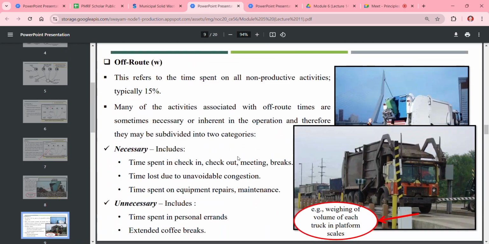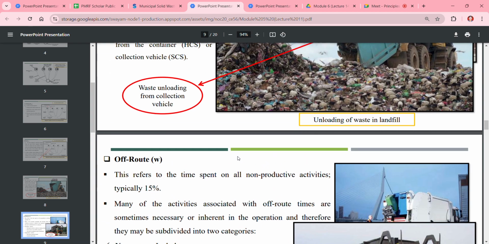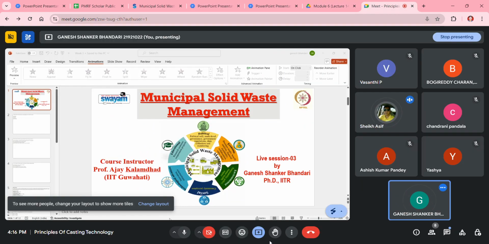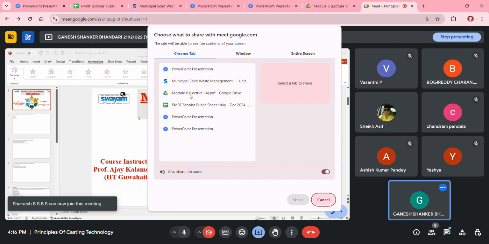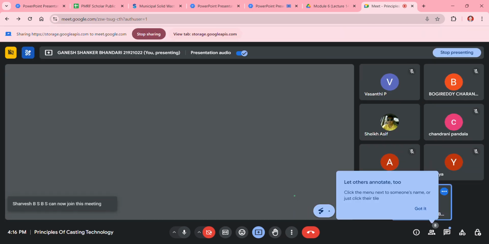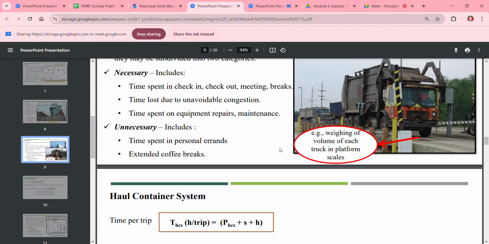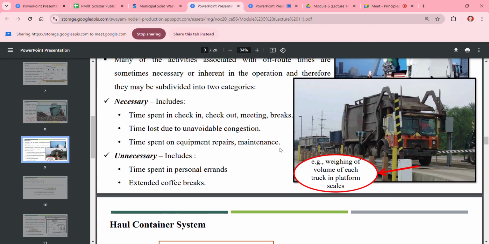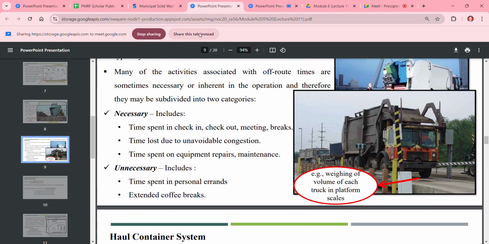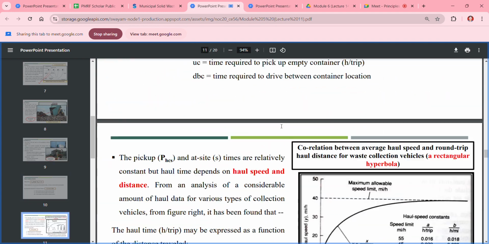Sir, the slides are not moving. Let me see. Now it is moving. No, sir, not visible. Now it's visible and it's moving, I guess. Yeah, it's moving.